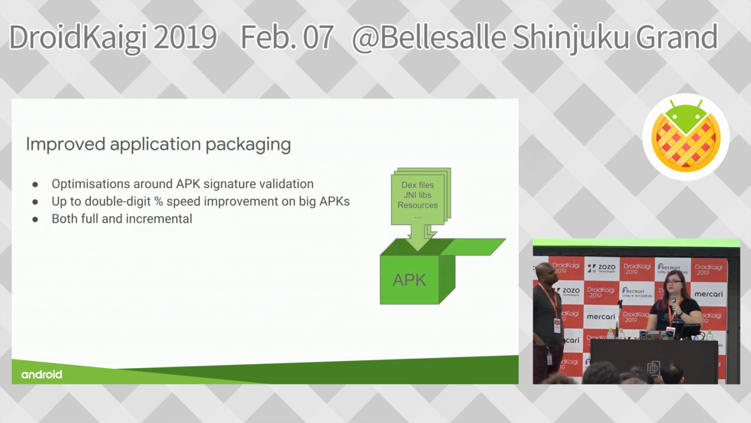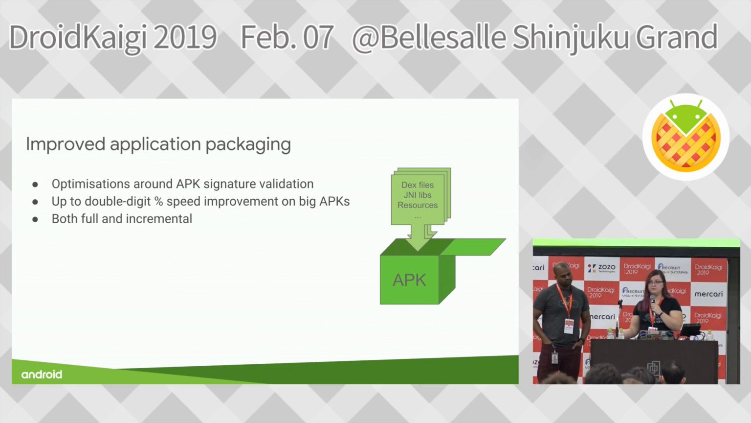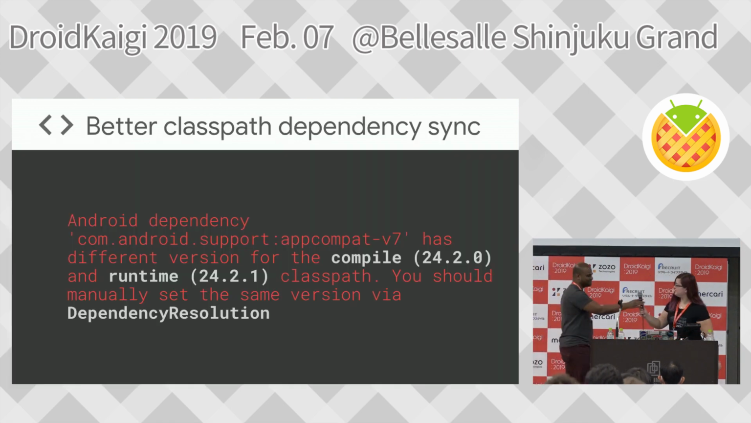One new thing in the newest version is improved application packaging. We did a lot of optimizations, especially around APK signing validation. So you can see build improvements of double digits sometimes for very big, heavy APKs, both in full and incremental modes, just by upgrading the plugin to the newest version. And now, back to Adarsh.